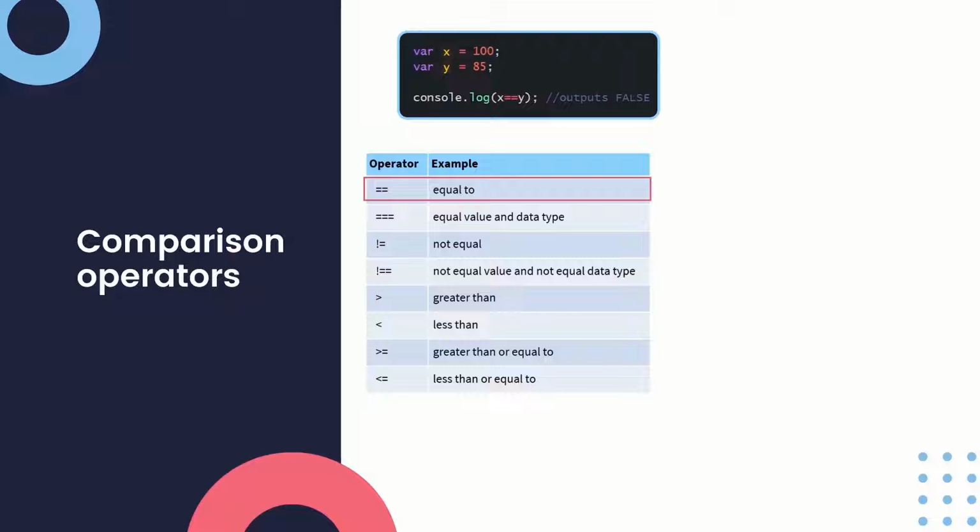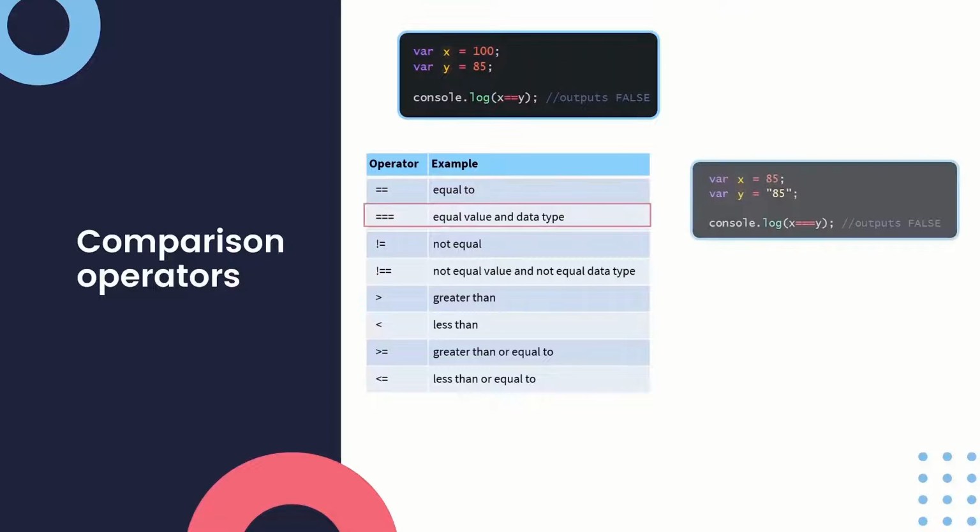And in this example, we have x which equals 100, y which equals 85, and we are console logging the result to see if the two are equal. Our output here would be false, which is a Boolean value. Next, we have equal value and equal data type. And here we have triple equal signs.